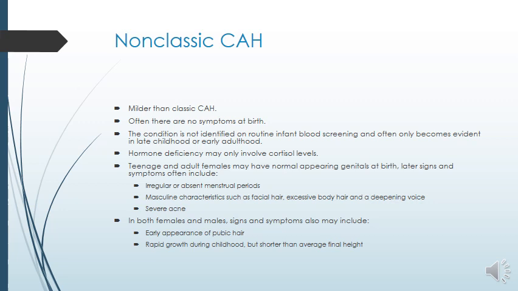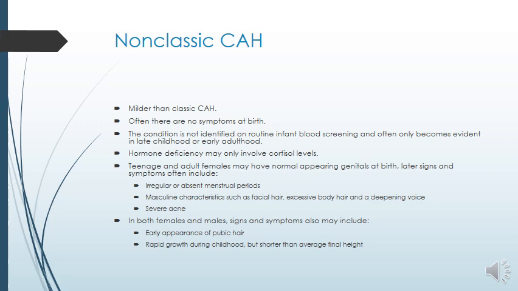Now, non-classic CAH is milder than classic CAH, and often there are no symptoms at birth. The condition is not identified on routine infant blood screening and often only becomes evident in late childhood or early adulthood. Hormone deficiency may only involve cortisol levels. Although teenage and adult females may have normal appearing genitals at birth, later signs and symptoms can include irregular or absent menstrual periods, masculine characteristics such as facial hair, excessive body hair, and a deepening voice, severe acne.